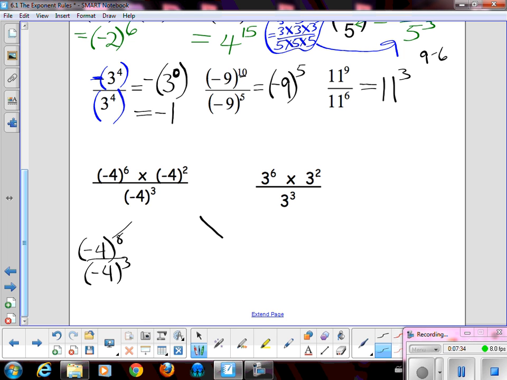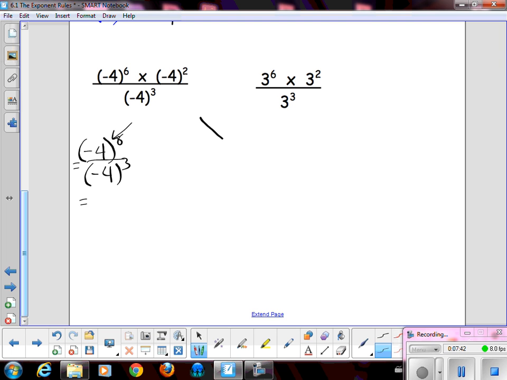Okay, now we know that when we're dividing with the same bases, what we do is we subtract our exponents. So still a bracket around our base. 8 minus 3 is 5. So I can do it that way. Or another way I could do it, depending on how complicated it is in the numerator and denominator, I could go -4 is my base. On the top, I add 6 plus 2, and then I must subtract 3. And you can do it this way as well, and you get the exact same answer as before. Okay, so either way is acceptable. Totally up to you which way you choose.